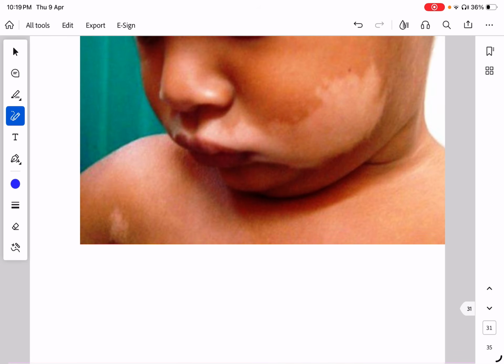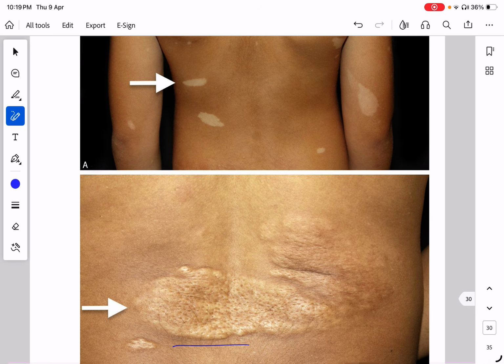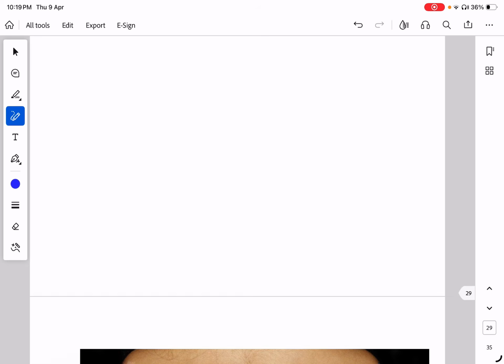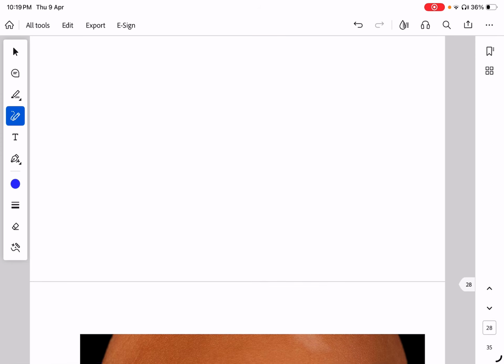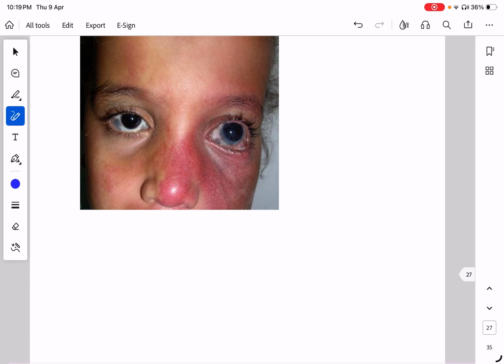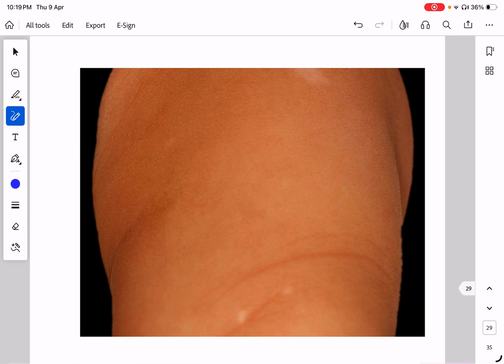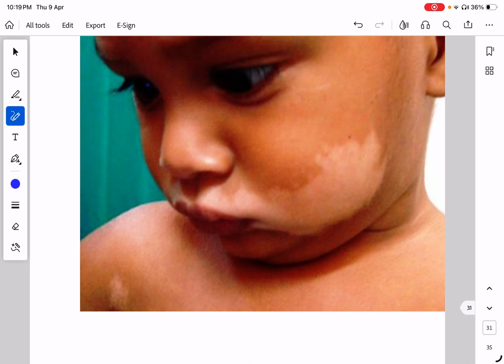Okay. So this is the shagreen patch, tuberous sclerosis, ash leaf macules, and this is café au lait spots and port-wine stain. So these are the cutaneous findings in neurocutaneous disorders.